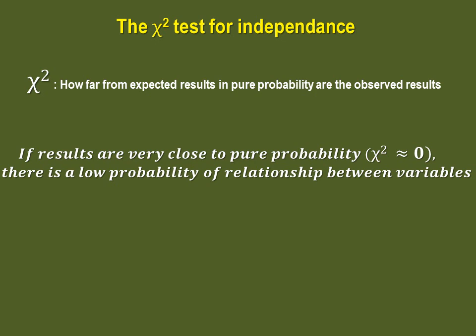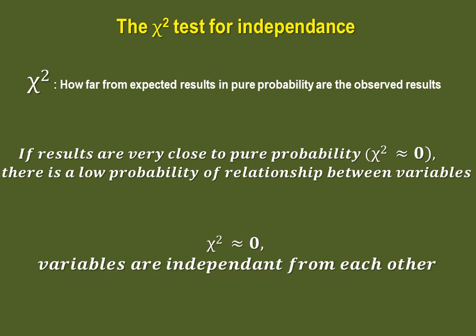Or, in other words, if our chi-square is very low or close to zero, we can say that our variables do not have a relationship one with the other, or that they are independent one from the other. Just like we did with the z and the t-test from the mean, we must ask ourselves, is the chi-square I've just calculated far enough from pure probability to say that there is a relationship between the two qualitative variables? To answer this question, we will again go through the 7 steps of hypothesis testing. So let's do this with an example.